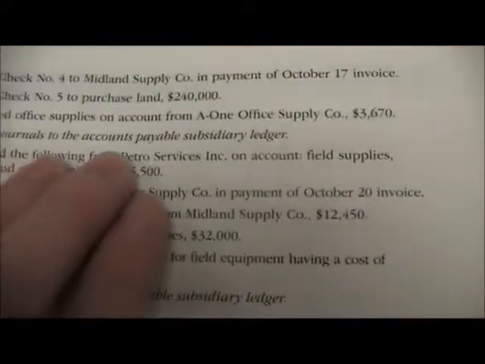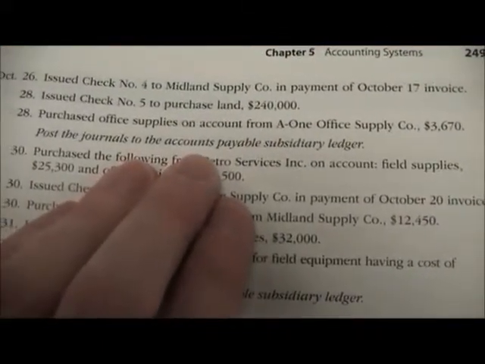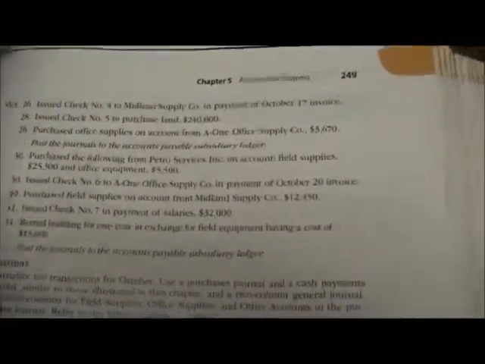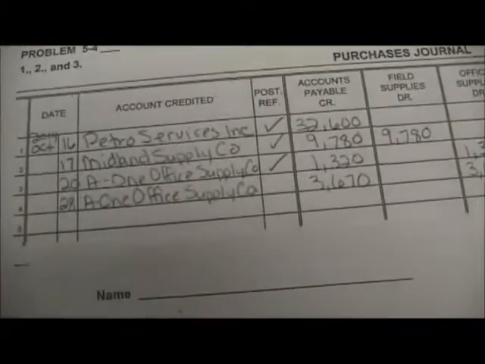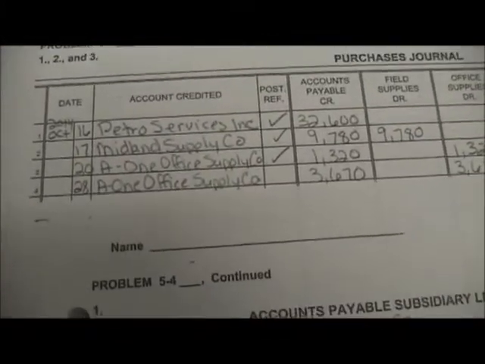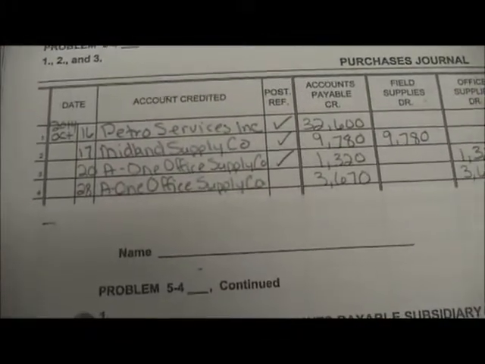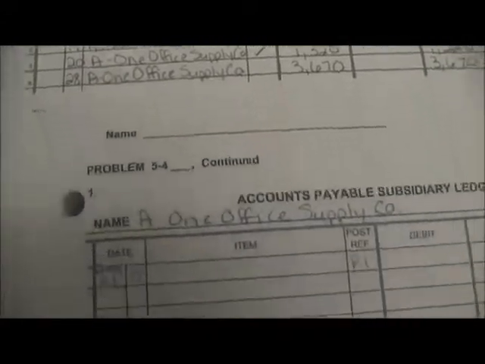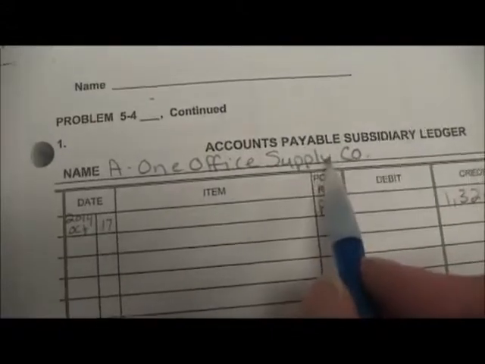Okay, next thing in our book tells us to post the journals to the accounts payable subsidiary ledger. So go ahead and grab your accounts payable ledger. And we're going to start with our purchases journal. The first thing in our purchases journal that needs to be posted is the one that we just journalized, and that is the 28th to A1 Office Supplies. So come down here to our ledger.